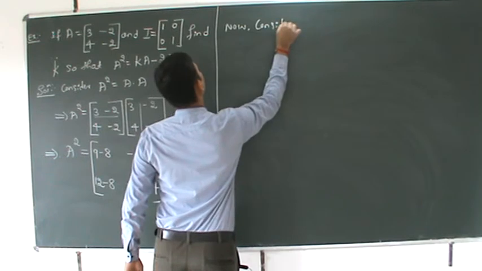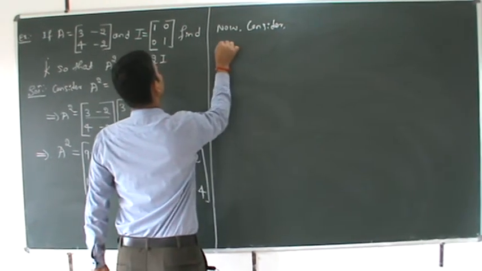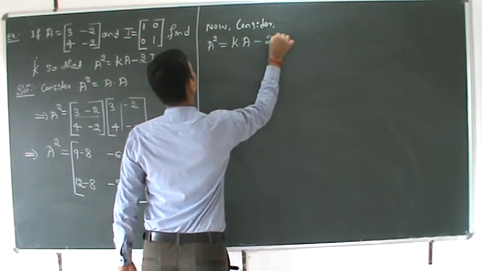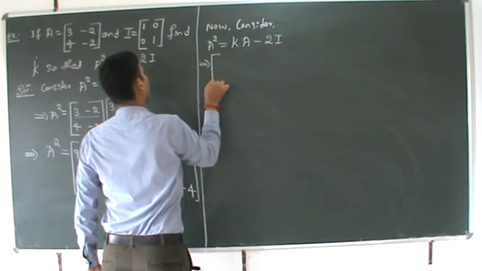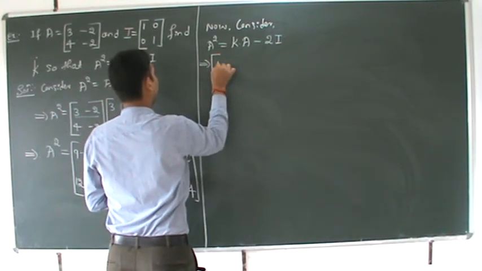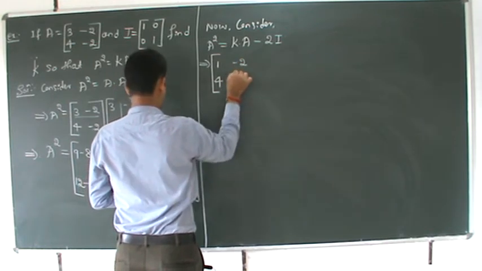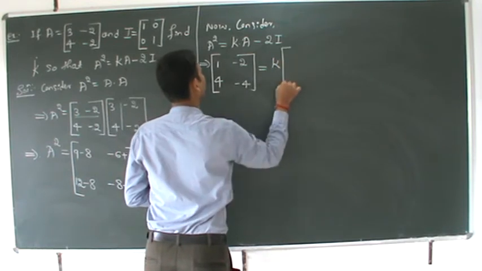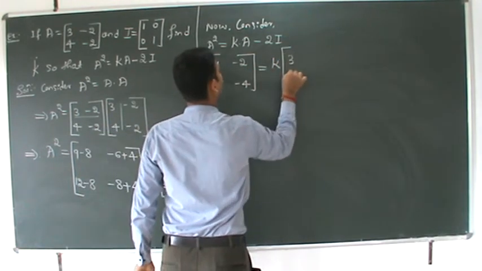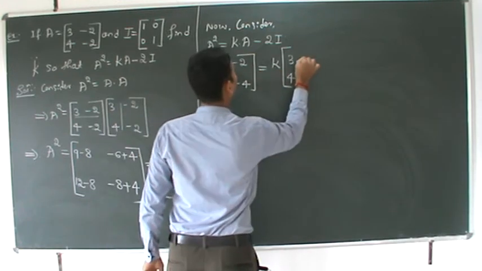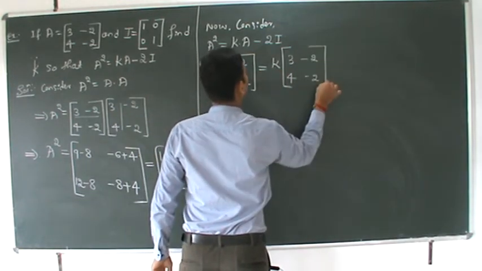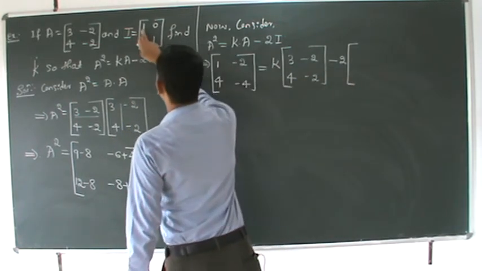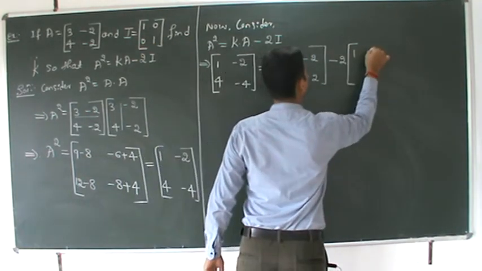Now consider A square is equal to k times A minus 2 into I, which implies the value of A square is [1, 4; -2, -4]. This is equal to k times the value of A, given in the form of matrix [3, 4; -2, -2], minus 2 into the identity matrix, which is nothing but [1, 0; 0, 1], which is also given.